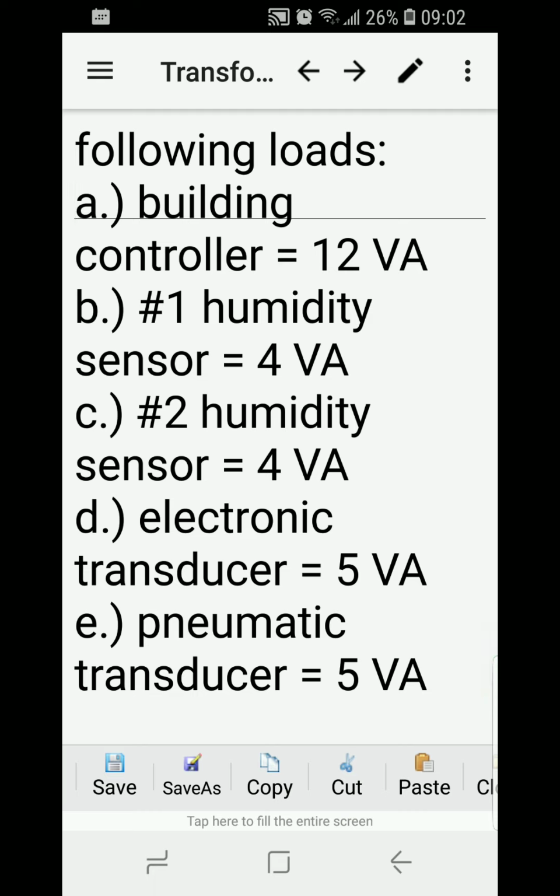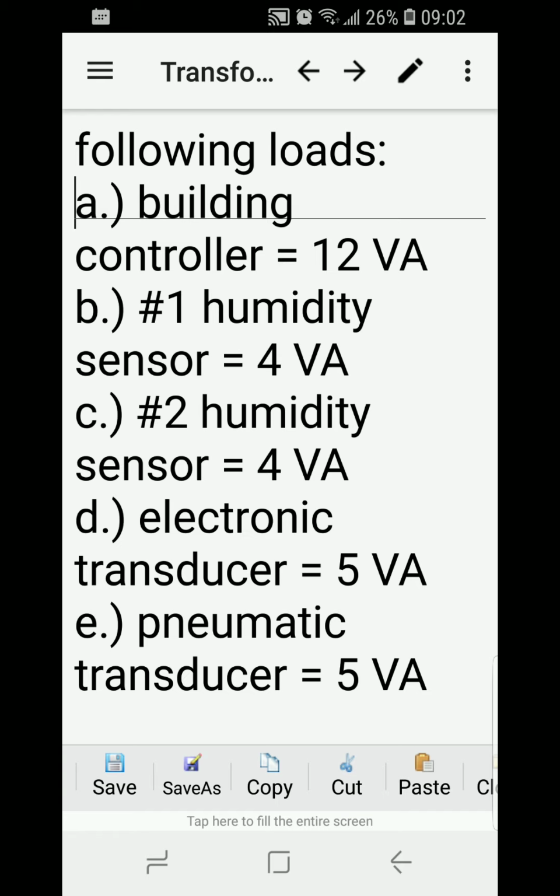One is a building controller with 12 volt-amperes. Second load is a humidity sensor, 4 volt-amperes. Third load is humidity sensor number 2, 4 volt-amperes, and fourth, electronic transducer, 5 volt-amperes, and the fifth load, pneumatic transducer, 5 volt-amperes.